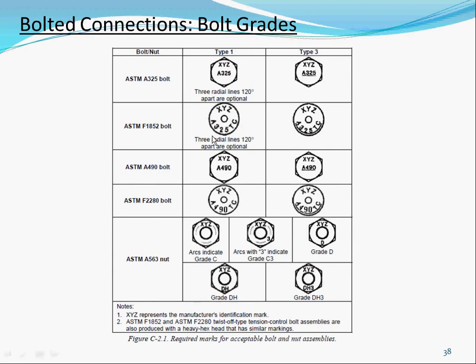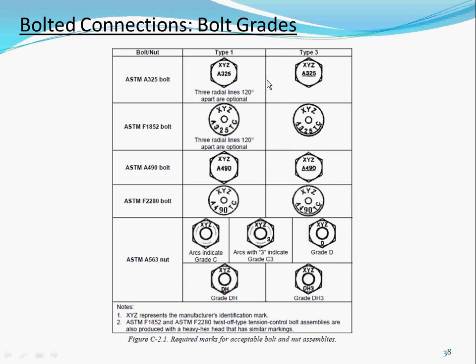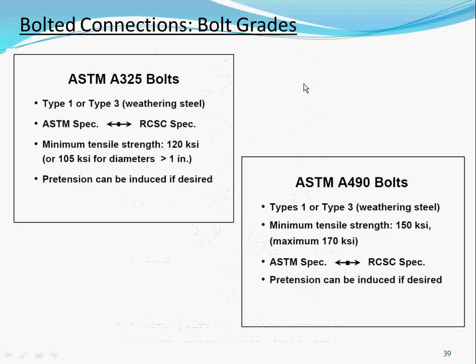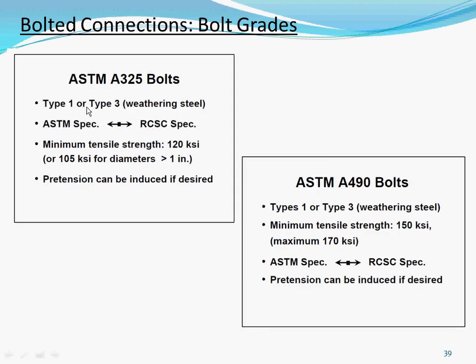They used to have a type 2, but they got rid of it. Type 2 was a corrosion type, but now it's just limited to type 1 and type 3. So there's no type 2 anymore. They either condensed it or removed it. So type 1 or type 3, and type 3 is the weathering steel.